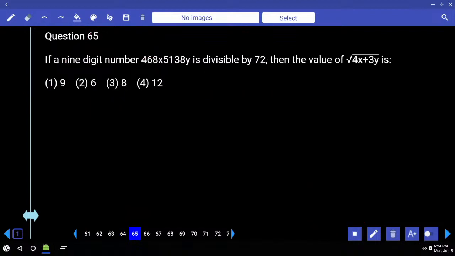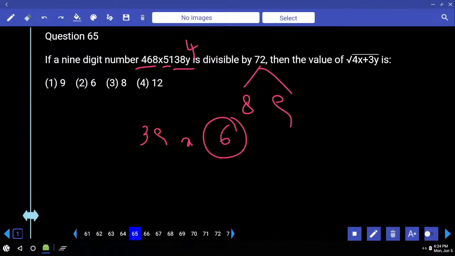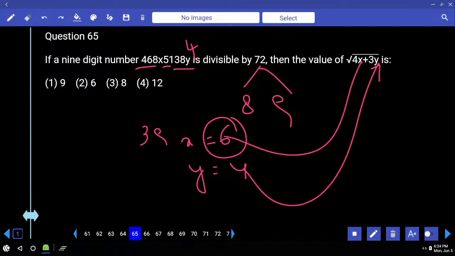Nine digit number divisible by 72, that is 8 and 9. For 8, 4, 32, 6, 4. Then y should be 4, 10, 18, 24, 35, 39. So x should be 6, isn't it? x should be 6, y is 4. 6 4s are 24 plus 12, 36, square root of 36, 6.